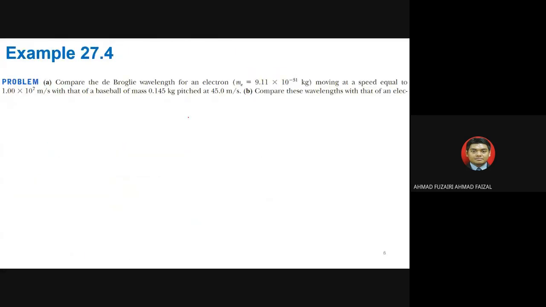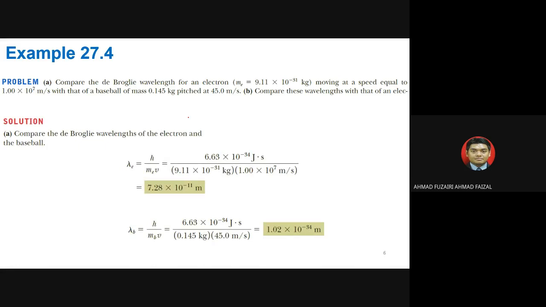Okay, so look at the example. Compare the de Broglie wavelength for an electron moving at a speed of 1 times 10 to the power of 7 meters per second with that of a baseball of mass 0.154145 kilogram pitched at 45 meters per second. Compare this wavelength with that of the electron.